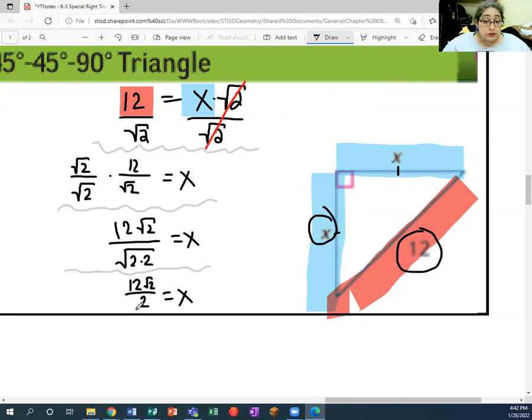Now this 2 in the denominator is not going to mess with the 2 inside the square root. Those can't touch, but I can definitely divide the 12 by this 2 outside. When I divide 12 by 2, I get 6. Since I can't do anything with the square root of 2, that's going to stay by itself. My final answer is 6 square roots of 2.